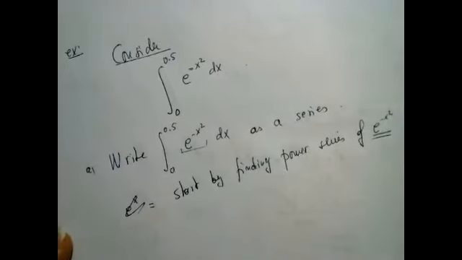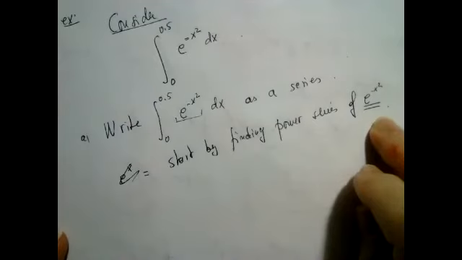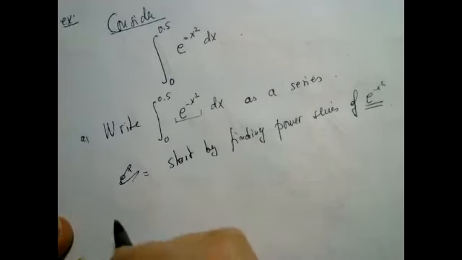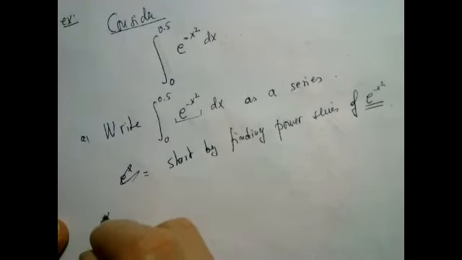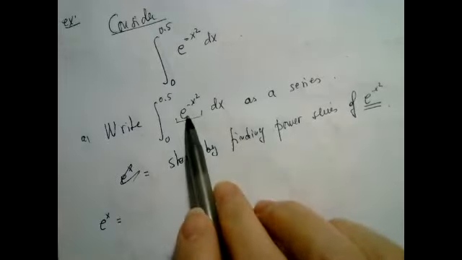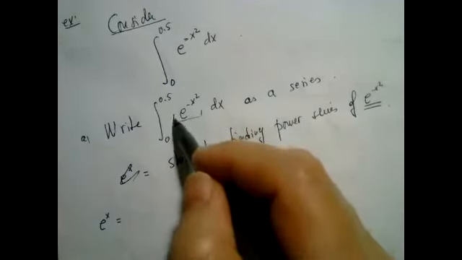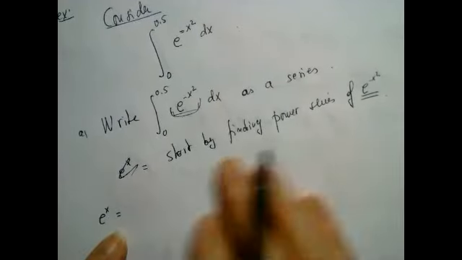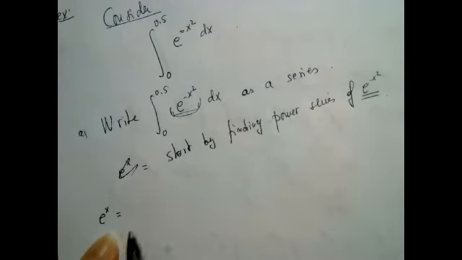And then I want to integrate it. Now, for e to the minus x squared, if I want to find its power series, definitely I don't use the formula for the Maclaurin series. We start with what we know. So we start with e to the x. I want to integrate e to the minus x squared by finding its power series and then integrating it. To do that, you start first with e to the x.